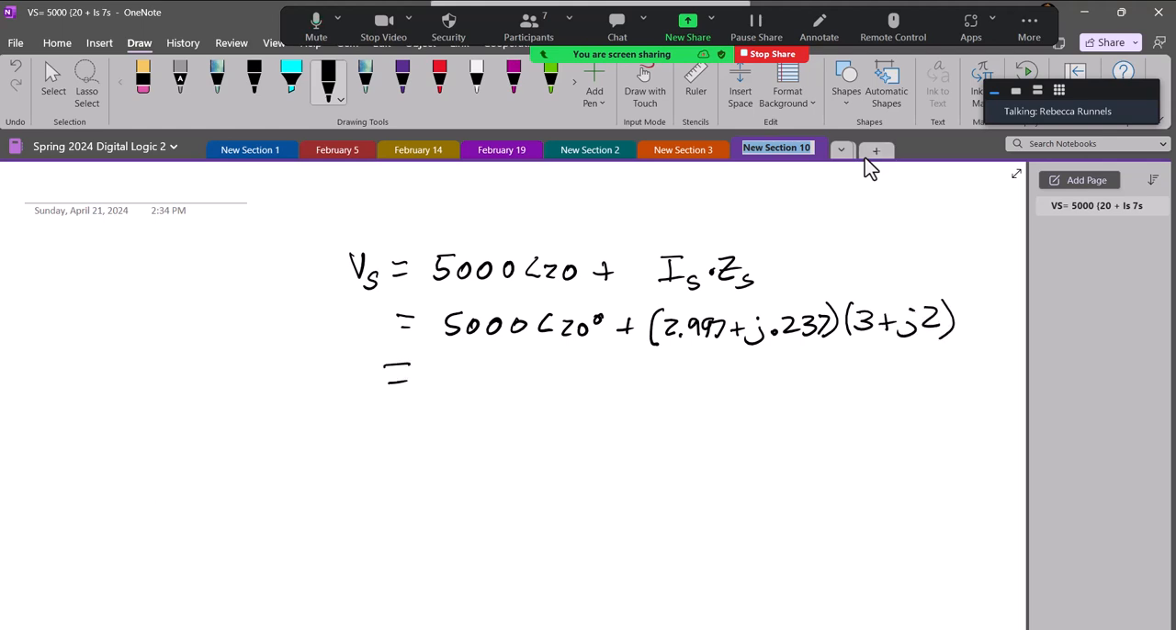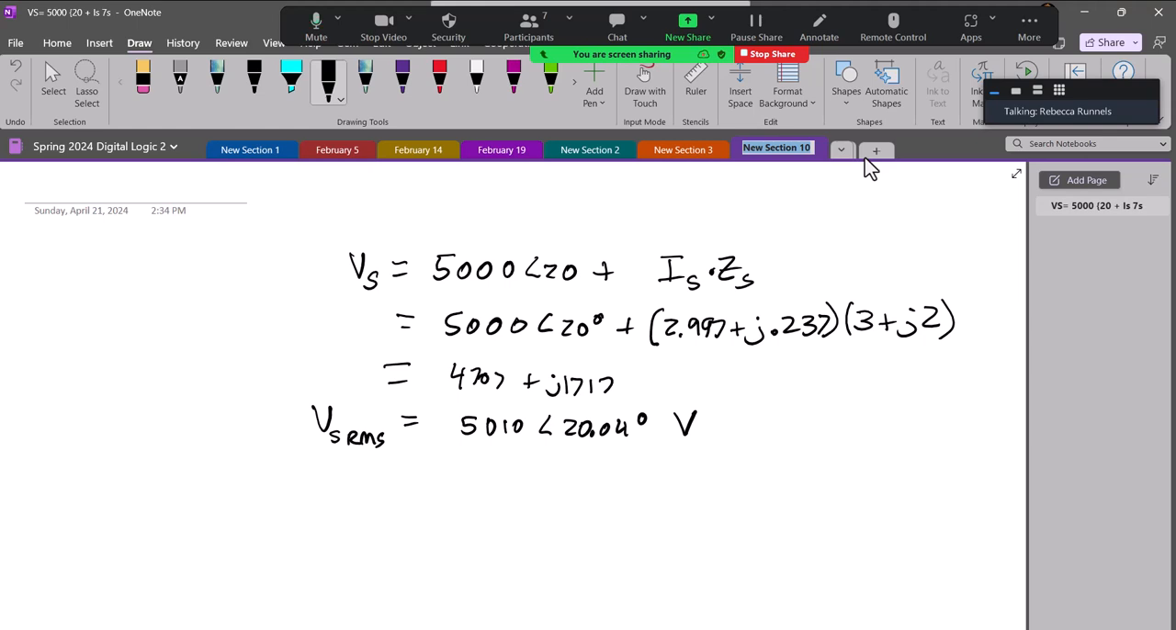And at this point, I hope that you're all good at using your calculators for doing complex numbers, because you don't want to have to spend a whole lot of time doing this by hand. And you get 4707 plus j1717, which is the same as 5010 angle 20.04 degrees volts. And so that is Vs, and it is RMS because everything we've been doing has been RMS.